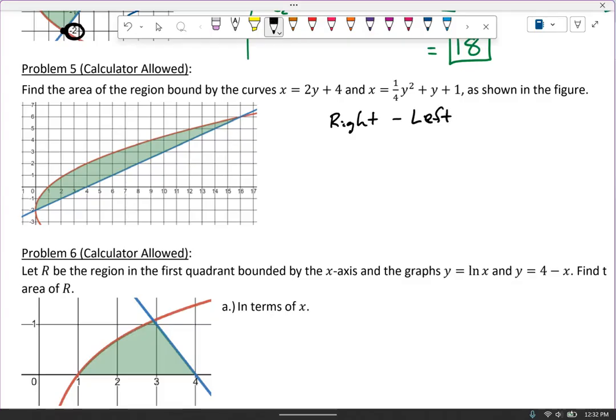What is the right-hand equation when we're looking at this? Which one is to the right? The linear, right? So that linear, 2y plus 4, that is our linear equation. 2y plus 4, that is the right. The left is that quadratic, which is our 1/4 y squared plus y plus 1. That is the left. Okay?